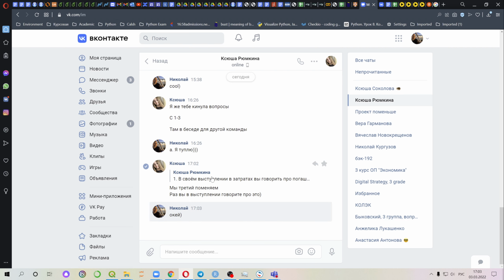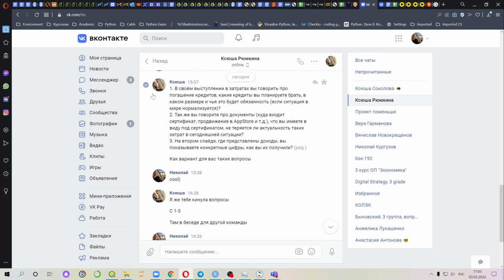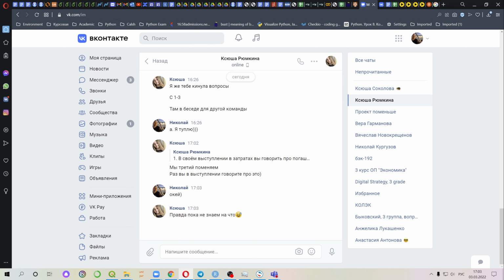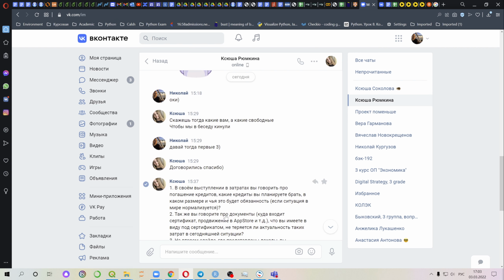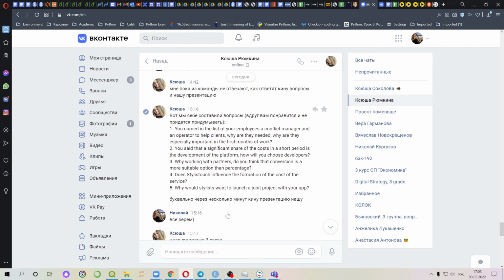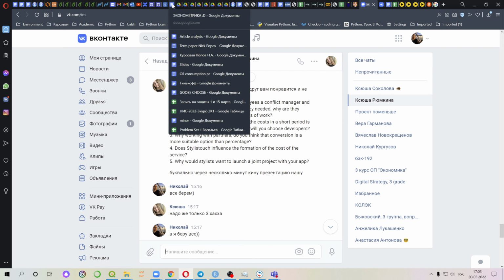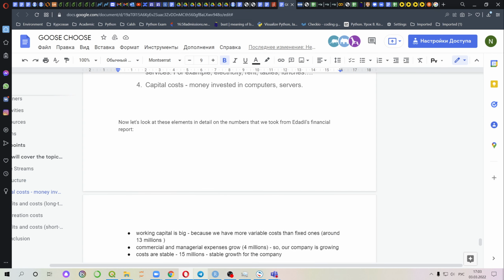The third one, core cost. It is general operating expenses that have no direct relationship to the production. For example, electricity, rent, tables, lunches for employees, etc. And the last one, capital cost. It is money invested in computers, servers, etc. Now let's look at these elements in detail.